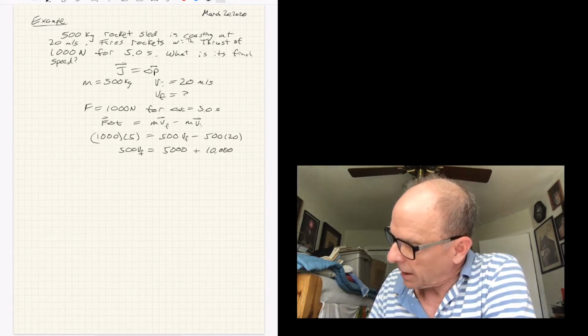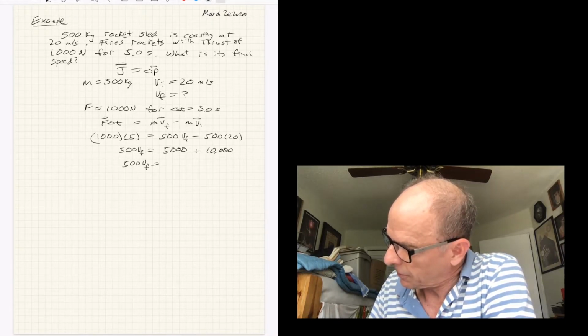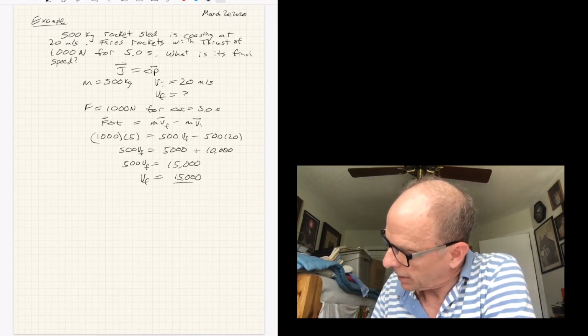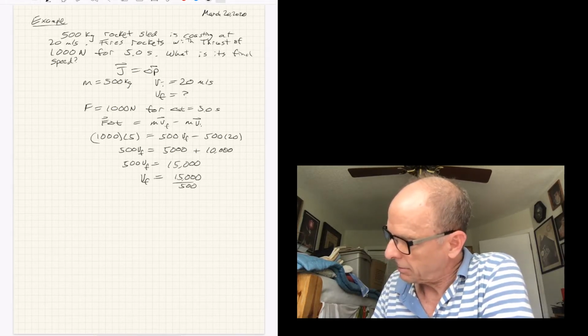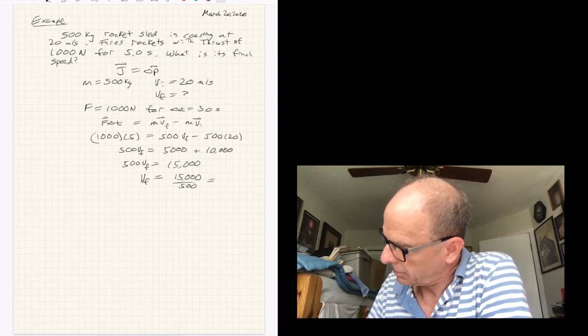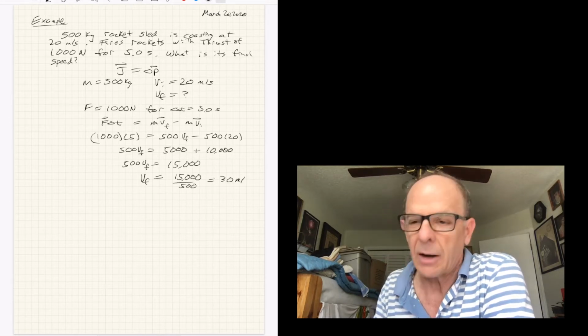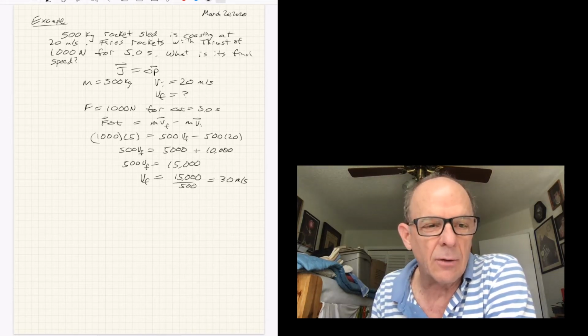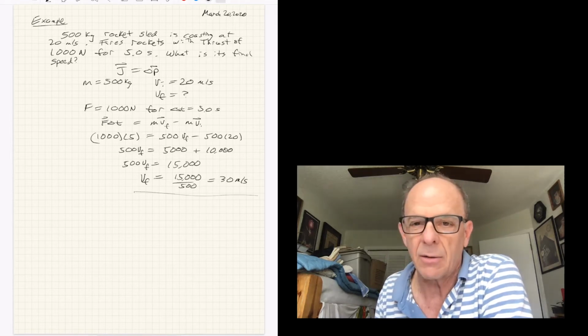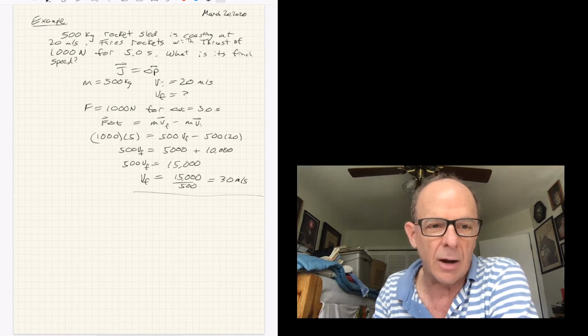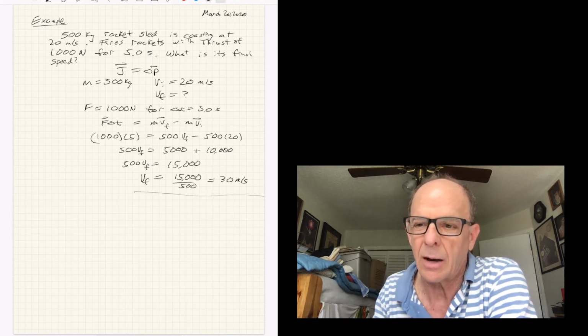So this gives me 500 Vf is 5,000 plus 10,000, which is 15,000, which gives me Vf is 15,000 divided by 500, which is 30 meters per second. So this particular rocket sled speeds up from 20 meters per second to 30 meters per second over the course of this 5 seconds of the rocket engines firing.